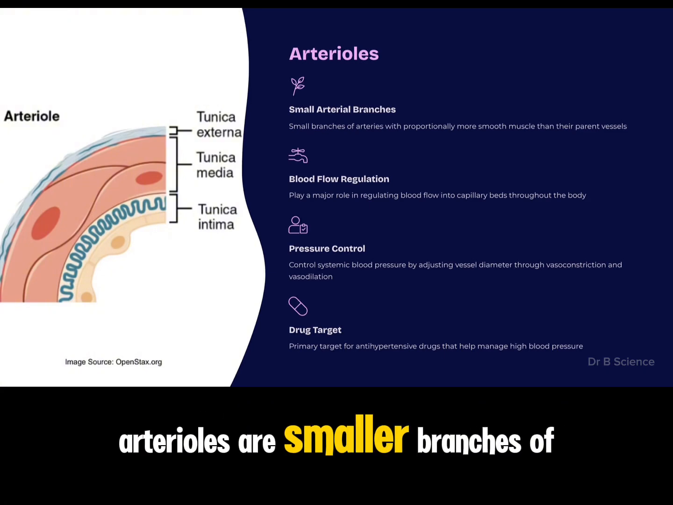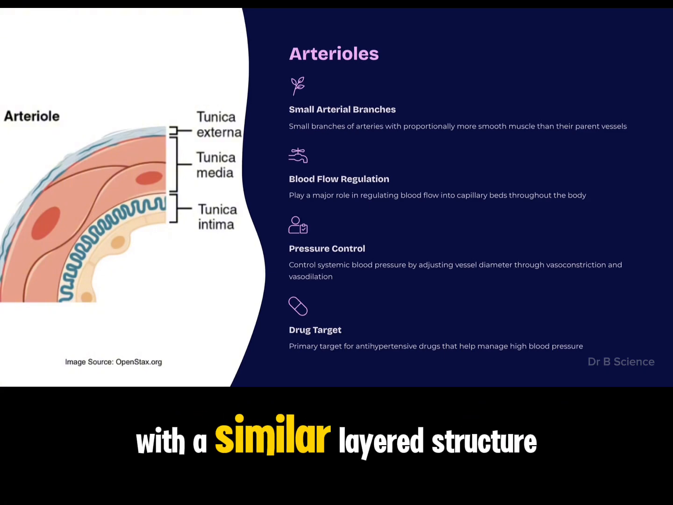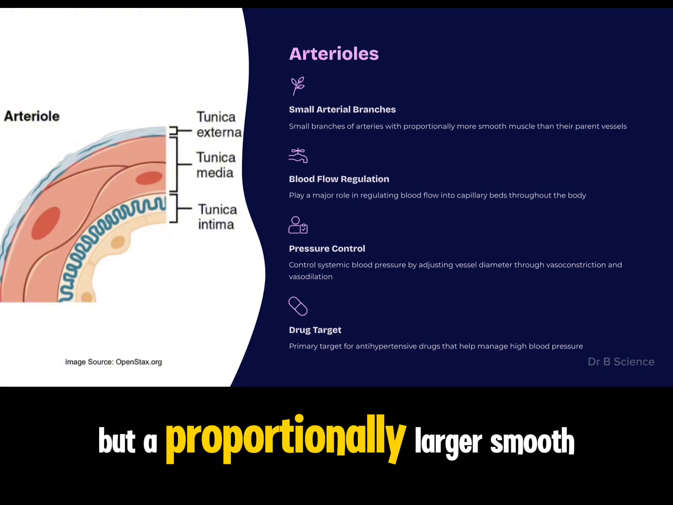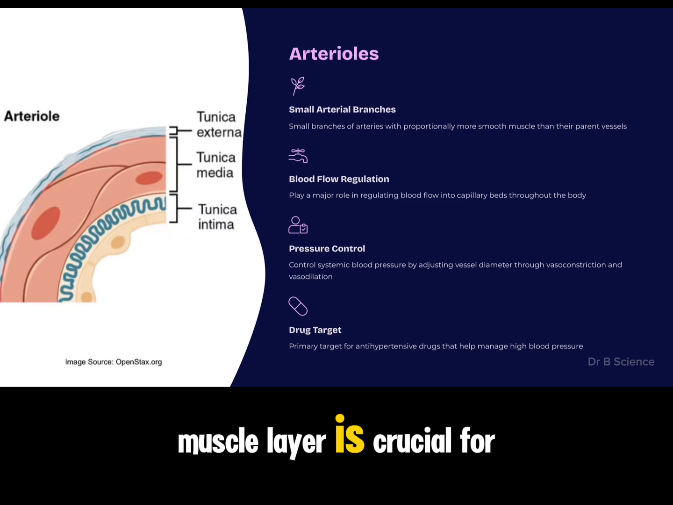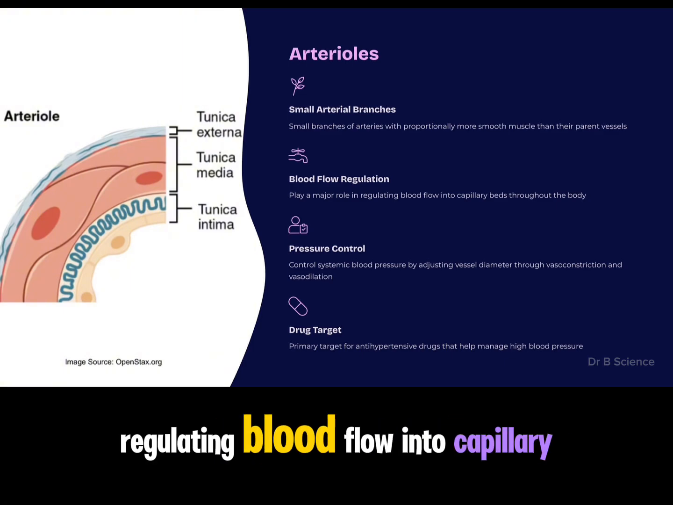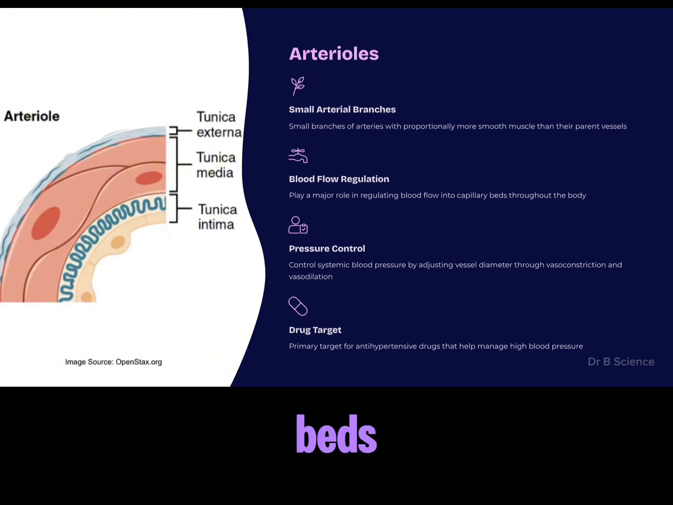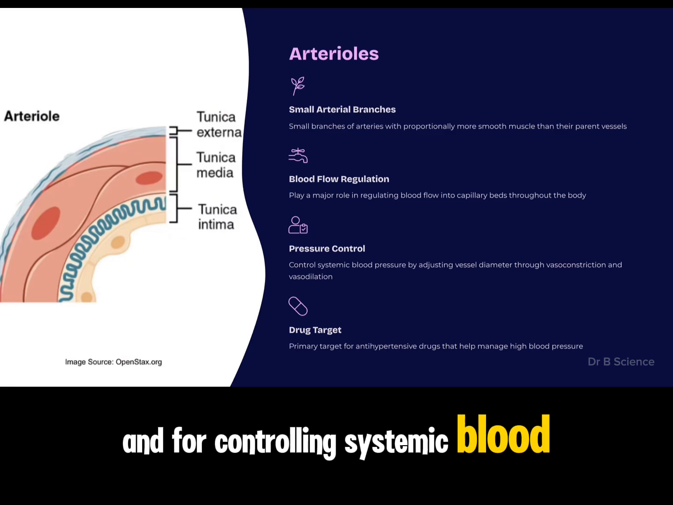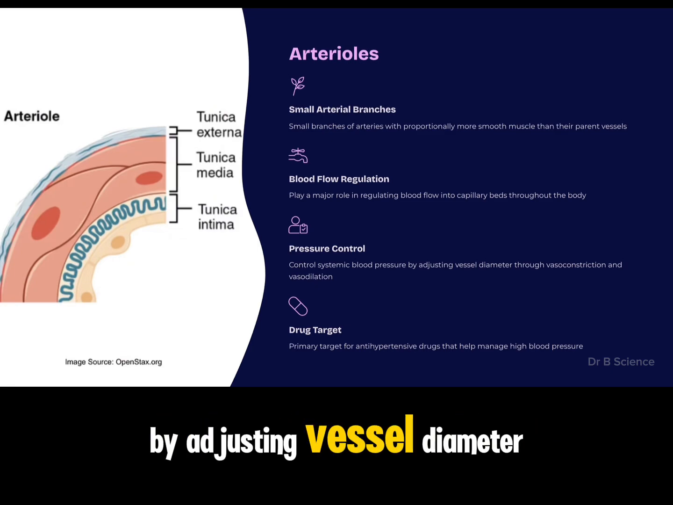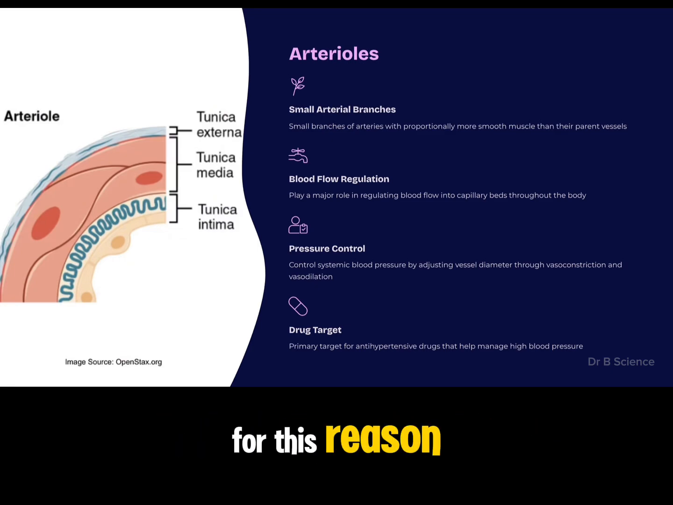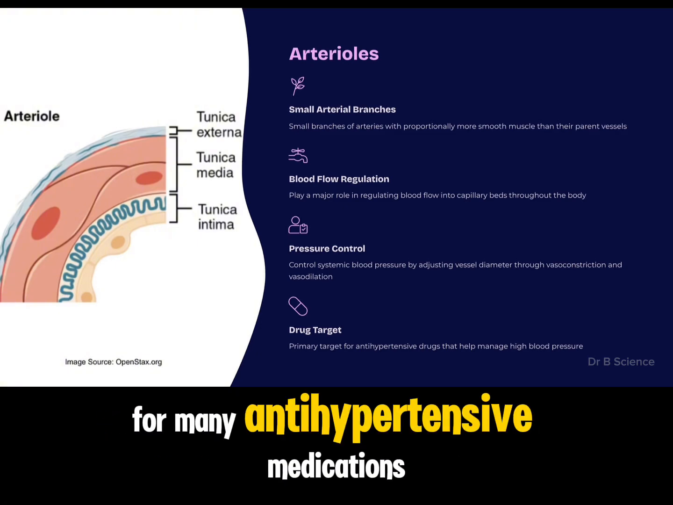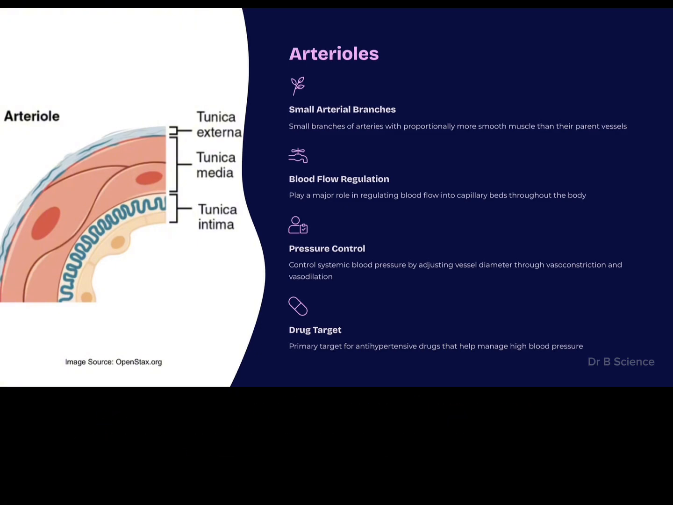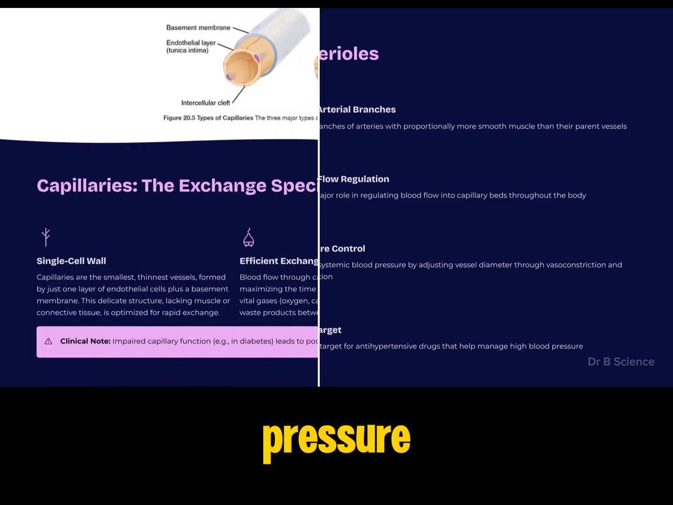Arterioles are smaller branches of arteries with a similar layered structure, but a proportionally larger smooth muscle component relative to their size. This prominent muscle layer is crucial for regulating blood flow into capillary beds and for controlling systemic blood pressure by adjusting vessel diameter. For this reason, arterioles are a primary target for many antihypertensive medications used to treat high blood pressure.